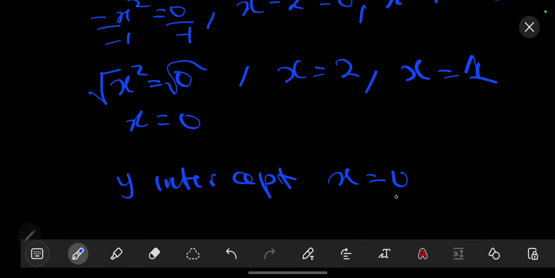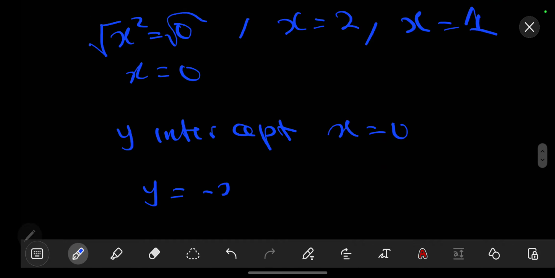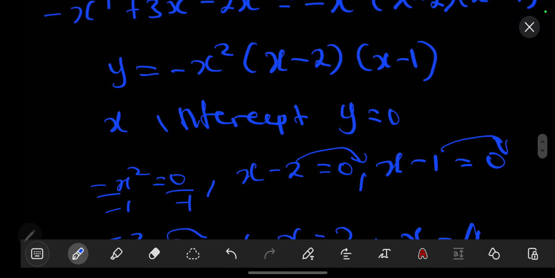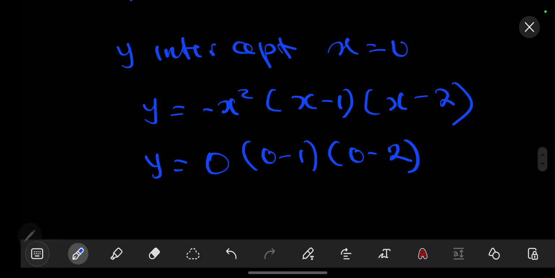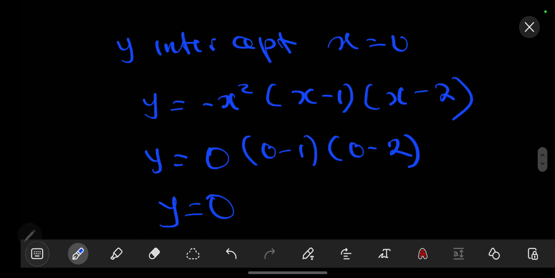X is also equal to 0 at that point. So y should be equal to negative x squared, then we had our x minus 1 and our x minus 2. So this is the equation that we have. So we are going to say our y should be equal to 0. We have a negative, which we can just write as 0 squared. It's just 0, 0 minus 1, 0 minus 2. So as long as we have a 0 outside, it means y at that point will be equal to 0 as well, because 0 times whatever outcome will be there will also be equal to 0.